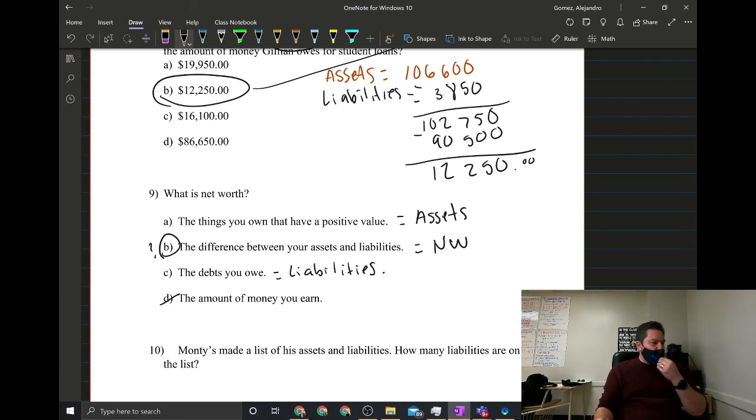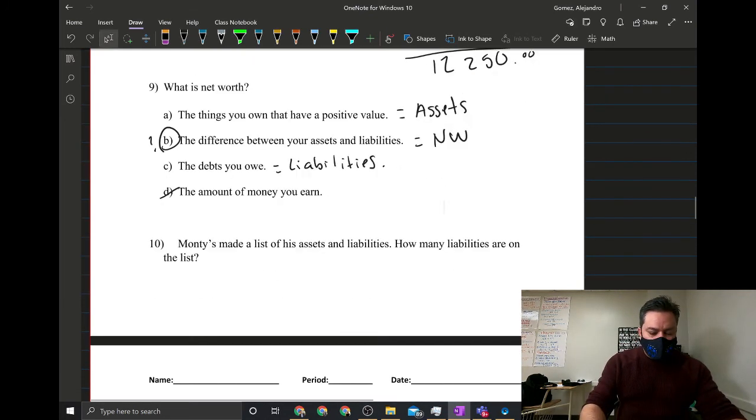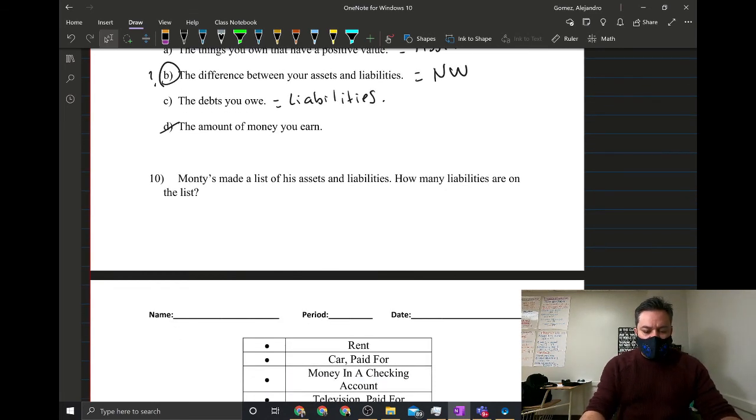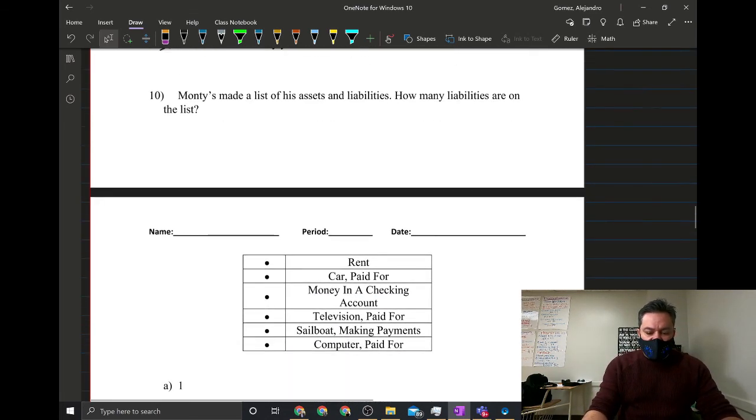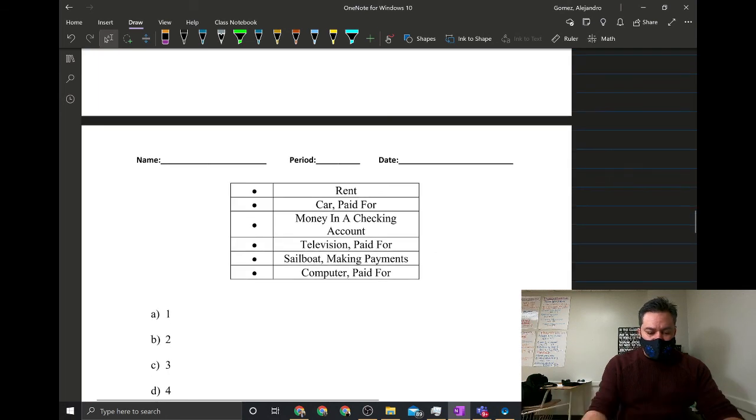All right, making progress. Number 10. Monty made a list of his assets and liabilities. How many liabilities are on his list? Rent, is that an asset or a liability? He has to pay for that, right? So that's a liability. Car is paid for. Is that a liability or an asset? He doesn't have to make any payments on it. That's an asset.